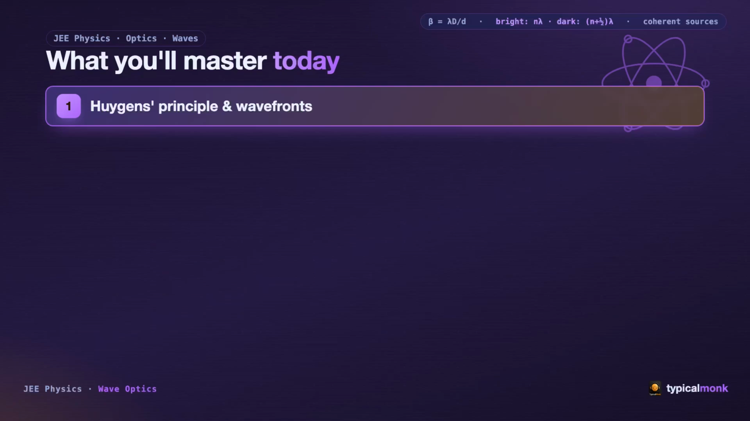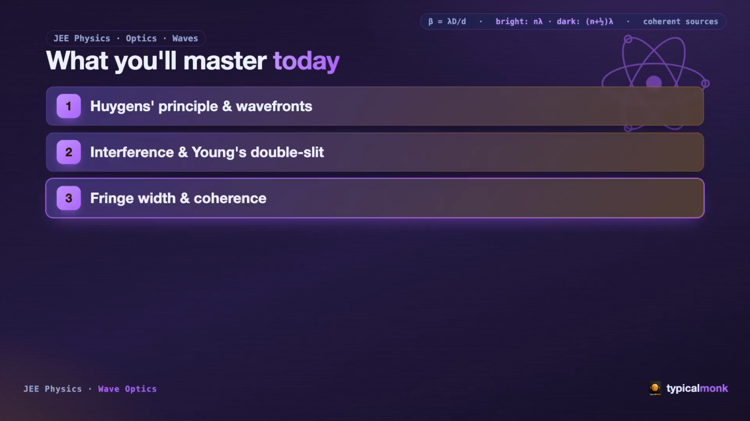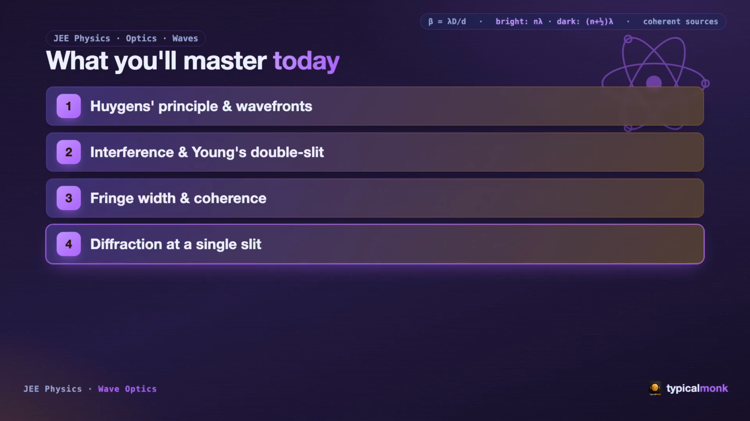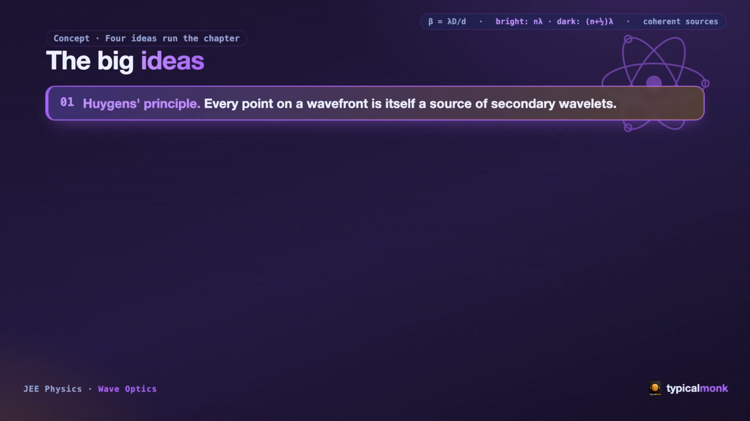Here is what you will master today. First, Huygens principle and wavefronts. Second, interference and Young's double slit. Third, fringe width and coherence. Fourth, diffraction at a single slit. And fifth, thin films, resolving power, and the drills. One idea at a time. These ideas run this entire chapter.